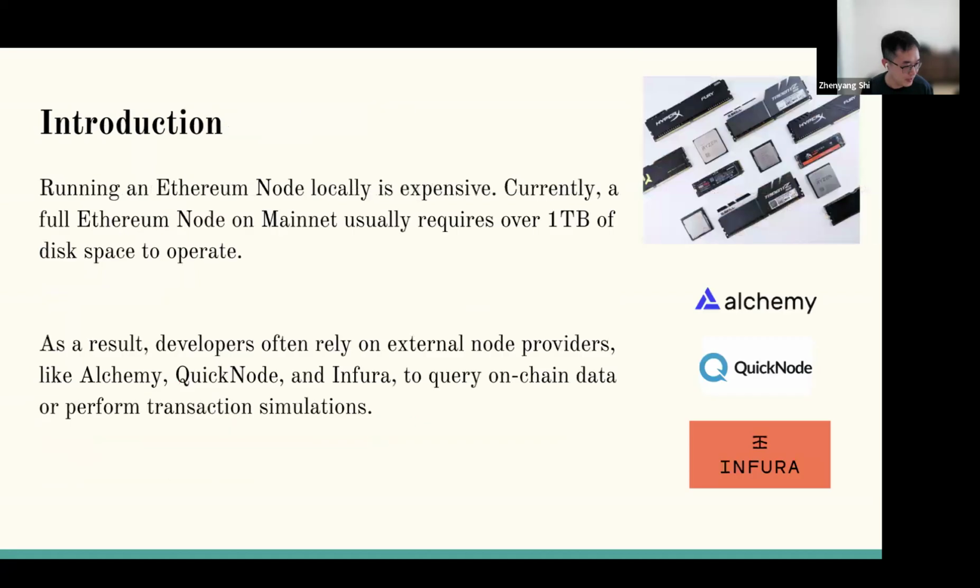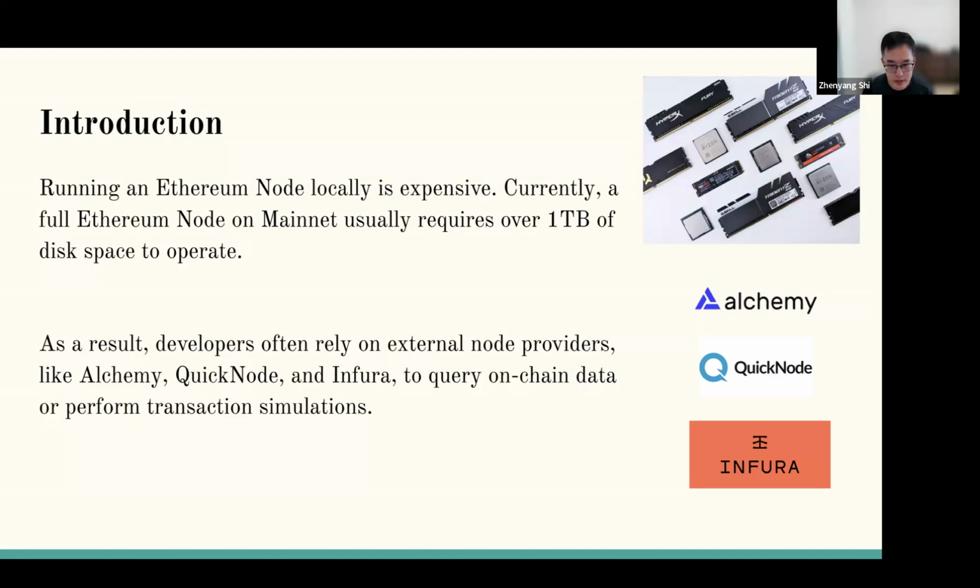So, as some of you may already know, running an Ethereum node can be quite expensive. Currently, a full Ethereum node on the mainnet usually requires over a terabyte of disk space just to operate. Because of this, developers often need to rely on external node providers like Alchemy, QuickNode, Infura to query on-chain data or to perform transaction simulations.